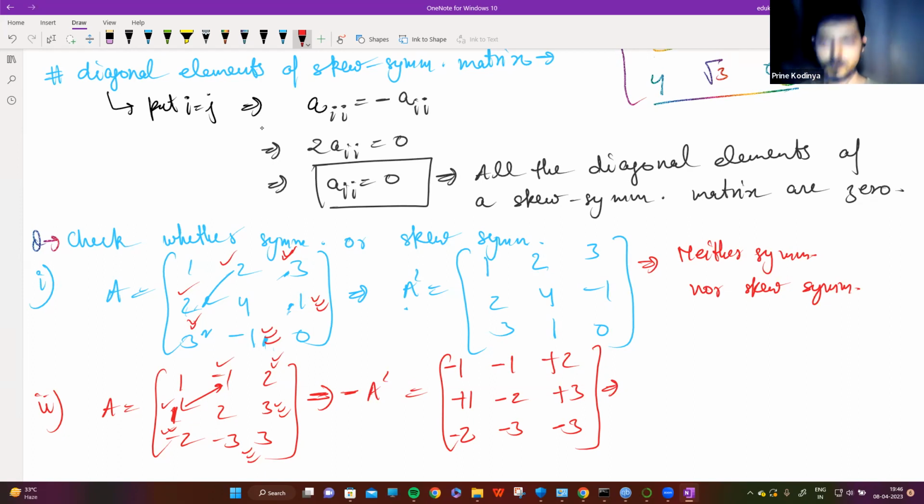Right? So A is not equal to minus A dash, hence it is neither symmetric, as it is not equal to A dash, nor is it equal to minus A dash. So it is neither symmetric nor skew symmetric.